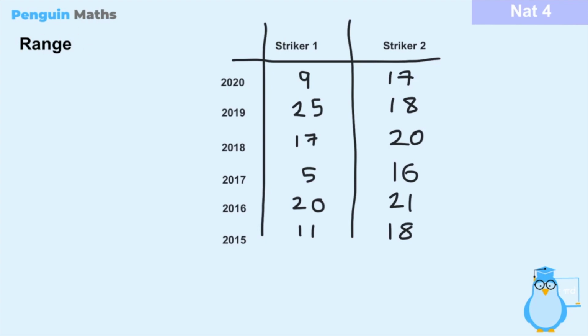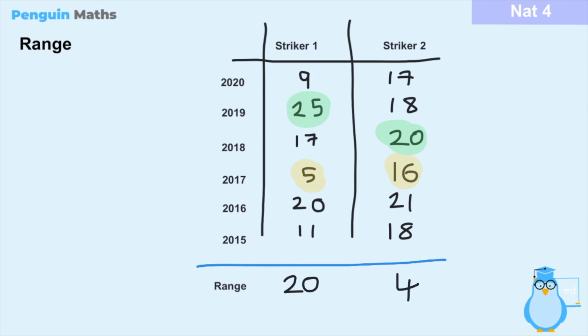So for striker 1 we can see that the least amount of goals in a season is 5, and for striker 2 that would be 16, and the most amount of goals for striker 1 is 25 in 2019, and for striker 2 that was 20 in 2018. And to calculate the range, it would be the highest number take away the lowest number. So for striker 1 that would be 25 minus 5, so we have 20, and for striker 2 we have 20 minus 16, which is 4.